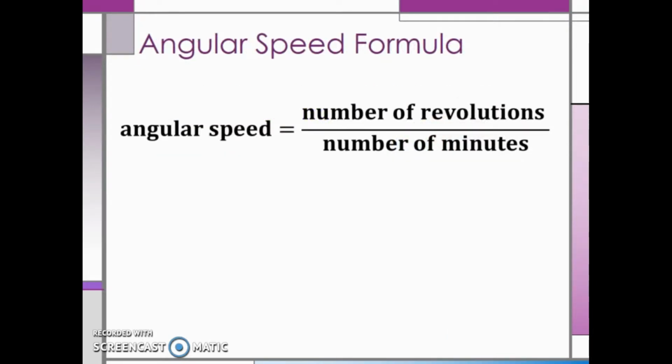Let's take a look at the formula for the angular speed of an object. Angular speed, which will be given in revolutions per minute, or RPM, is equal to the number of revolutions divided by the number of minutes. The other version of this equation that you may have run across before is that angular speed in radians per second is equal to the angular displacement given in radians divided by time in seconds.